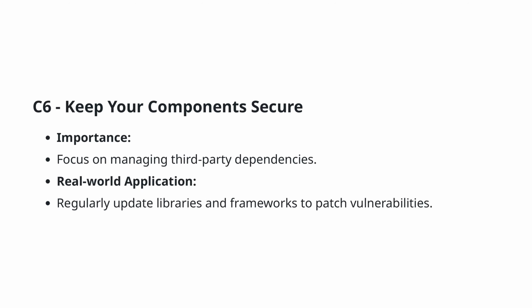Continuing with our discussion on software security best practices, let's focus on C6, keep your components secure. Managing third-party dependencies is a significant aspect of developing secure software. By paying attention to the libraries and frameworks in use, we ensure that vulnerabilities are promptly addressed. Regular updates to these components are essential in mitigating potential threats. It's not just about using the latest technologies, but making sure they are up to date and patched with any security enhancements. By actively managing these dependencies, we can significantly lower the attack surface and maintain robust security for our applications.